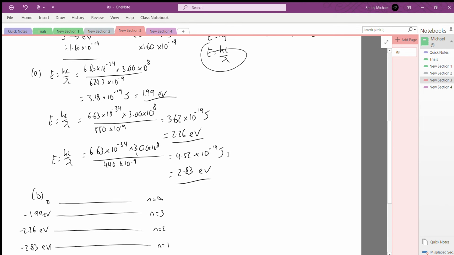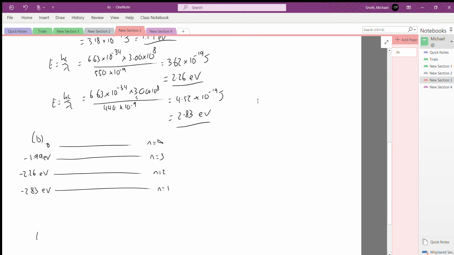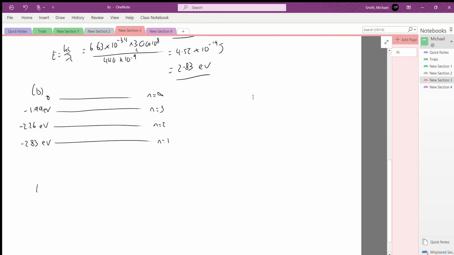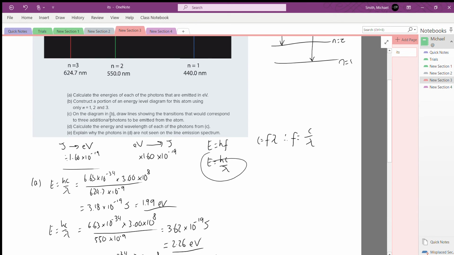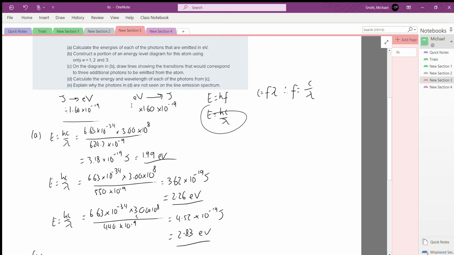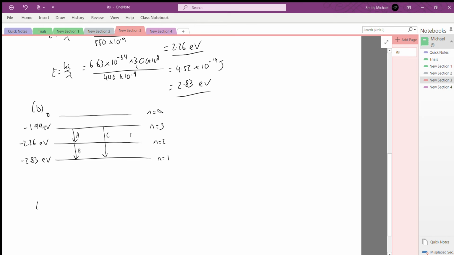Now we've already seen the 3 from the series limit, so from infinity to 3, 2 and 1. The other 3 photons we're going to see are from n equals 3 to n equals 2, n equals 2 to n equals 1, and n equals 3 to n equals 1. I'm going to label these A, B, and C. Now, what we need to do is calculate the energy and wavelength of each of these photons, A, B, and C. Now that's not too bad.